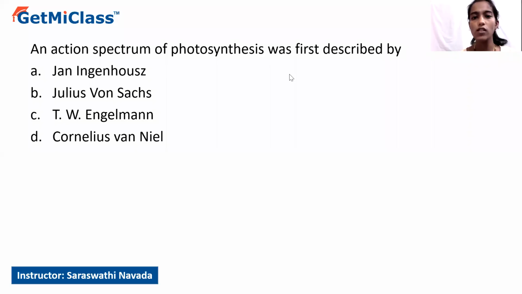The action spectrum of photosynthesis was first described by option A, Jan Ingenhouse, option B, Julius von Sachs, option C, T.W. Engelmann, option D, Cornelius van Niel. So here, the concept of the action spectrum of photosynthesis was first described by T.W. Engelmann. That is, option C is the correct answer.